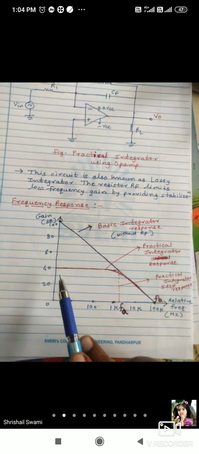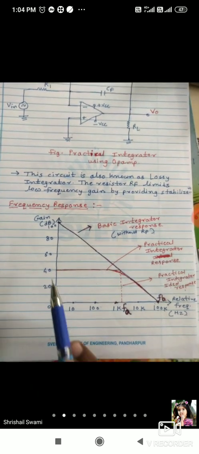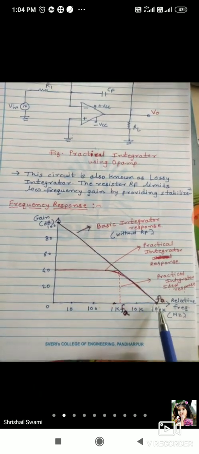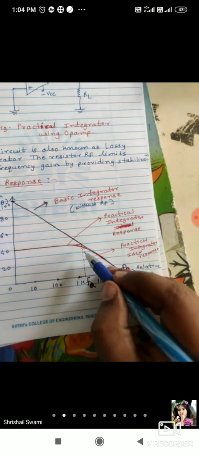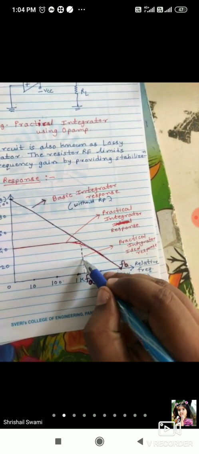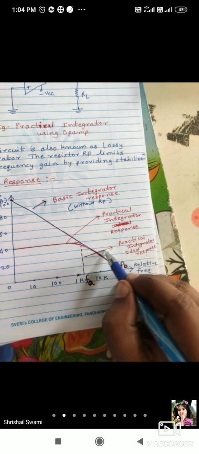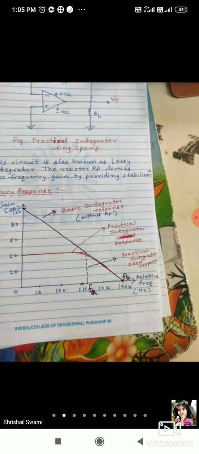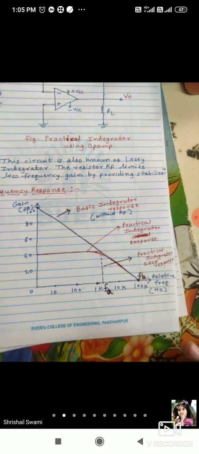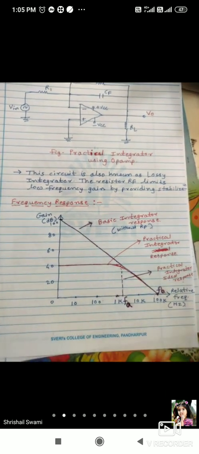Now if you are using RF, the modified integrator circuit, and you take the frequency response, then the graph is like this, and the ideal response we are getting is the dotted line shown here. This is the practical integrator ideal response. Actually we are getting this one, the practical integrator response, shown here. Do you understand? So this is the frequency response of the integrator circuit.